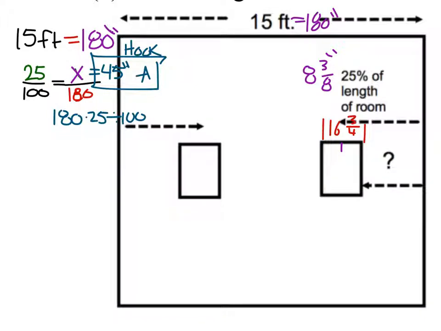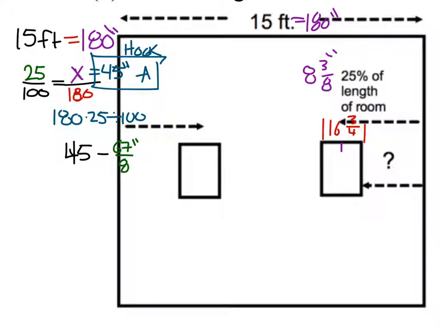But then part B wanted us to figure out how far away from the edge of the wall the edge of the picture will be. So we've already found that half the picture was 8 3/8 inches. So we're going to take the 45 inches and subtract 8 3/8, which also is 67/8.